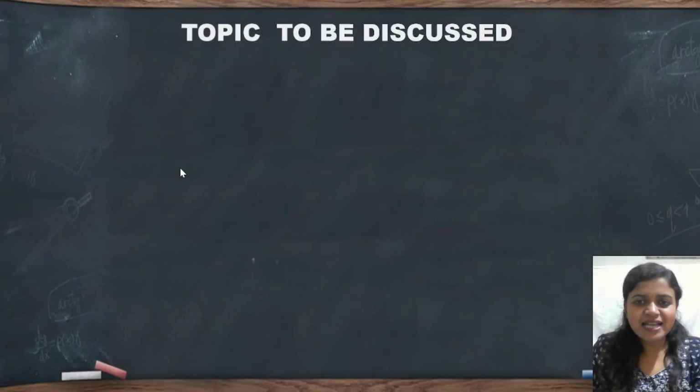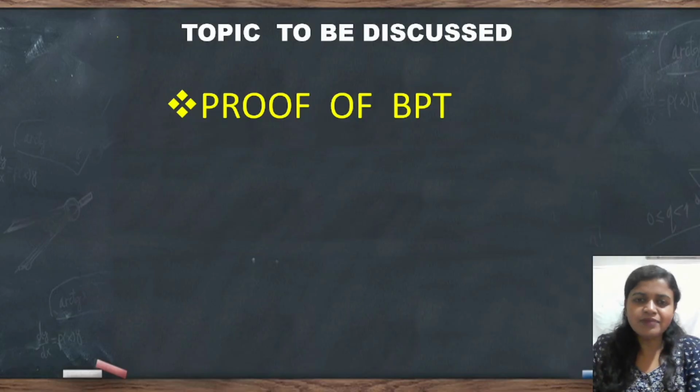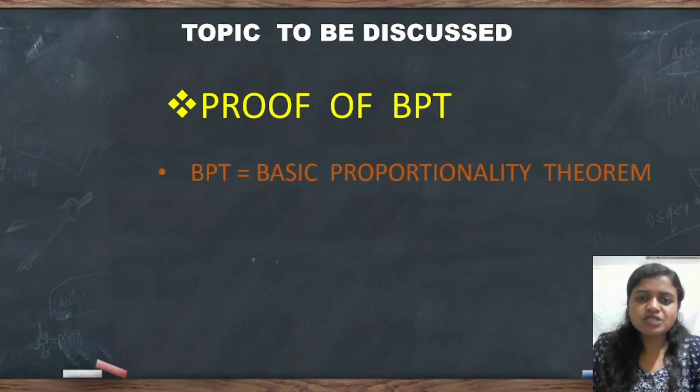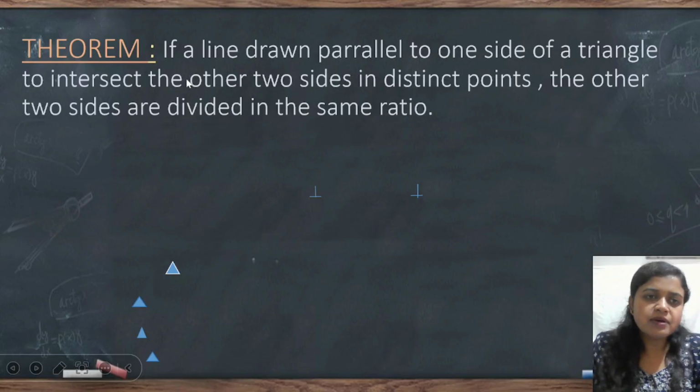So in this class we'll discuss the BPT theorem. In the previous class we discussed a little bit the concept of the BPT theorem, and in this class we will discuss the proof of the BPT. And BPT means what? Basic Proportionality Theorem. So what is the BPT theorem?